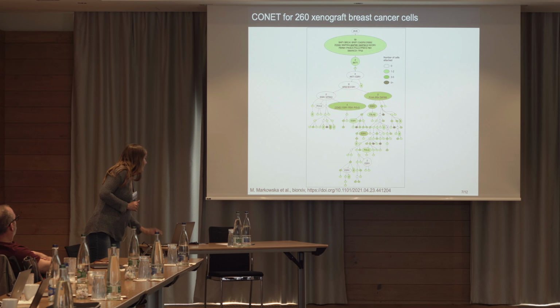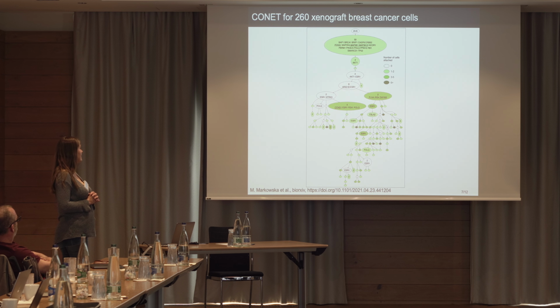And last, I would like to present to you the tree CONET inferred for this DLP data set of 260 xenograft breast cancer cells. Basically, this is much more complicated than the example. We have inferred around 200 different copy number events, and they were collapsed whenever it was possible, so when no cells were attached to the node.